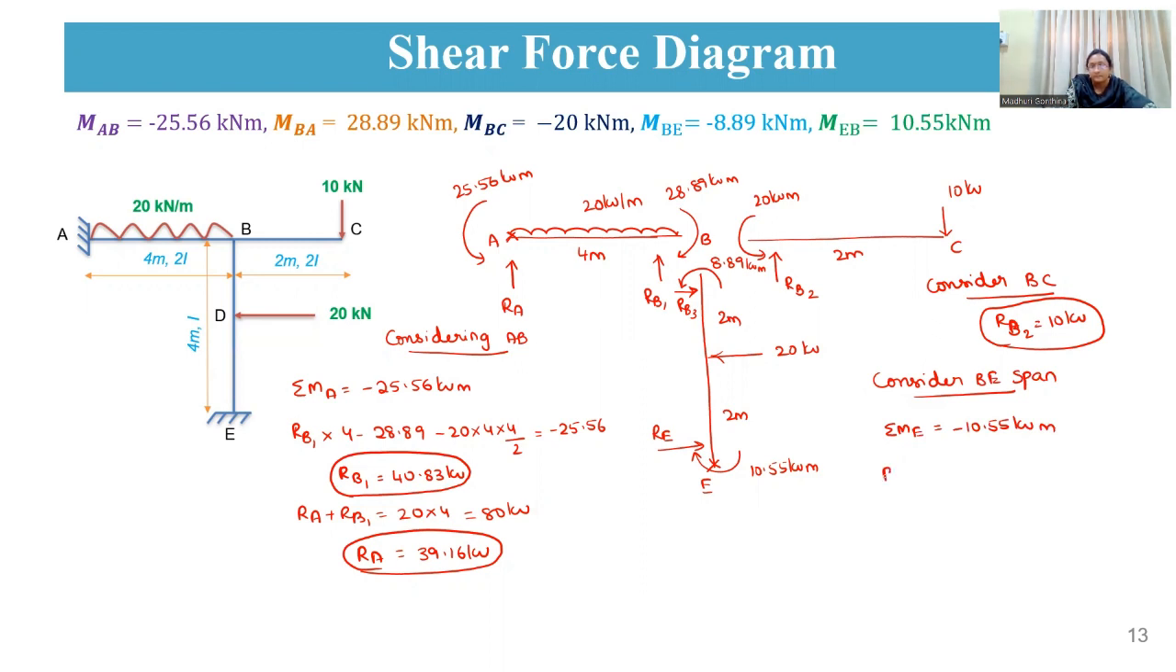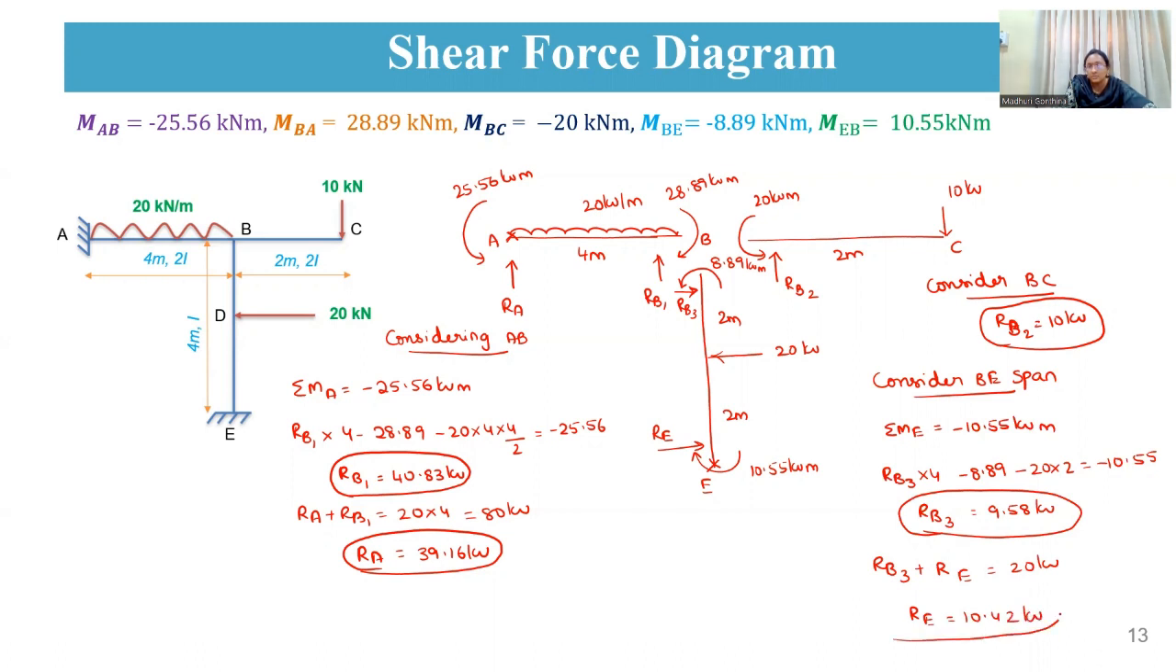Therefore, RB3 into 4 minus 8.89 minus 20 into 2 will be equal to minus 10.55. Therefore, RB3 will be equal to 9.58 kilonewton. Therefore, RB3 plus RE will be equal to 20 kilonewton and RE will be equal to 10.42 kilonewton. So these are the reactions we are getting by taking the moment about these points.